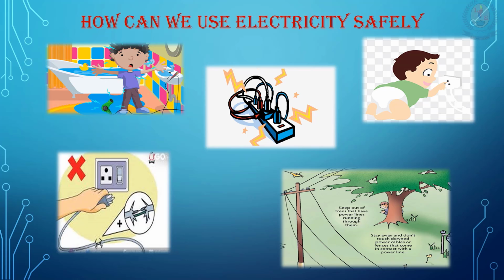Always keep it in your mind. Don't try to repair any electrical equipment yourself. Get an adult or an electrician to do all these things. Do not touch switches or electrical devices with wet hands. Do not connect too many plugs to one socket. Do not remove a plug from a socket while the switch is on. Those are the things that you should follow when you are using electricity.